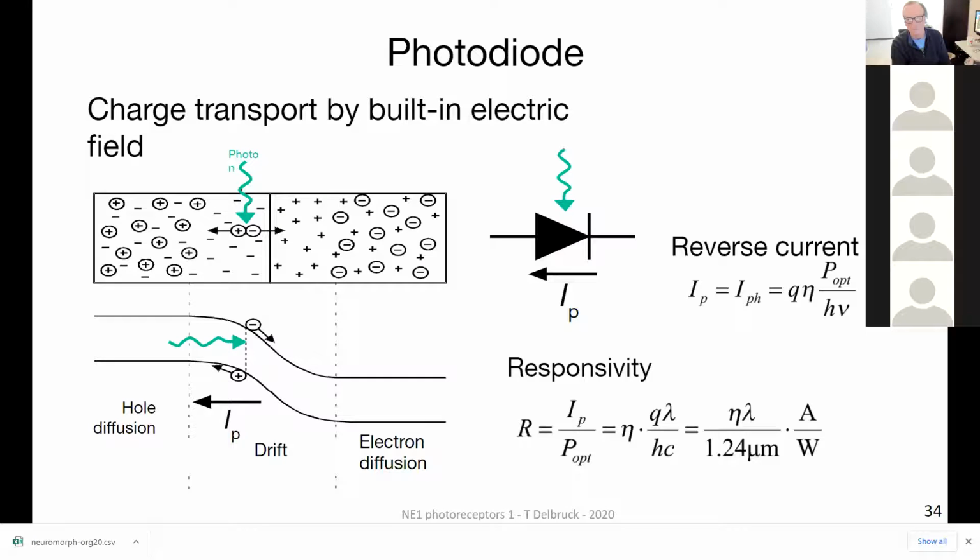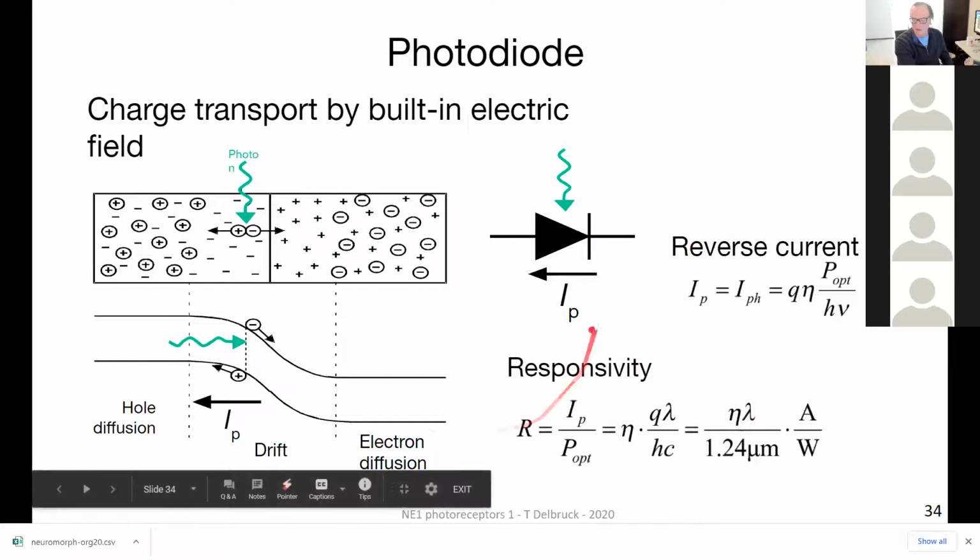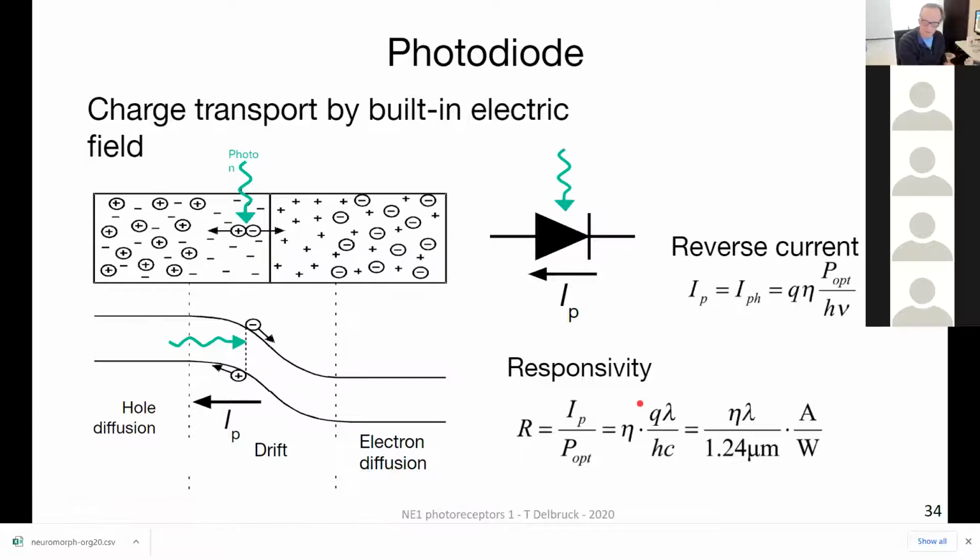So it's not just the depletion region that collects charge. The area around the depletion region also collects charge. And then you have these equations here for the reverse current and the responsivity that I won't go into. But the basic idea is that you get a current that's proportional to the light intensity.